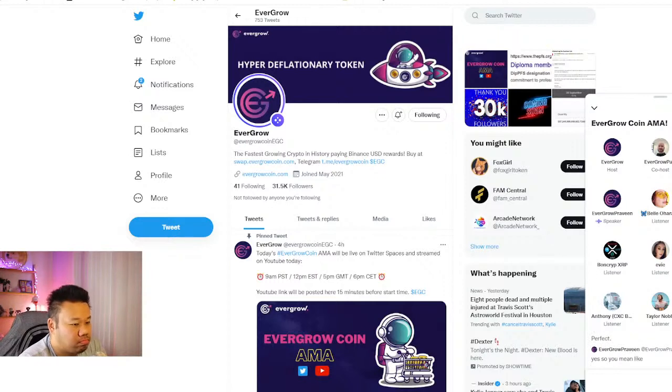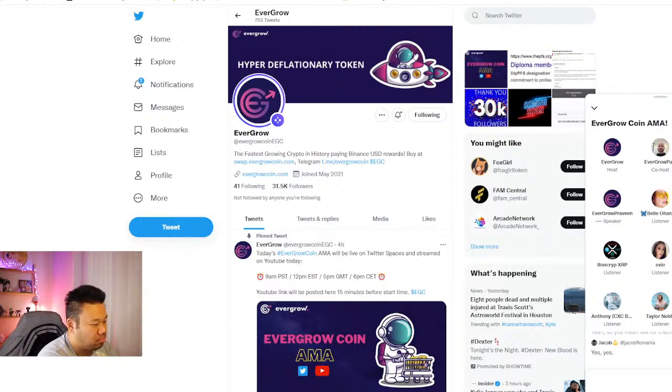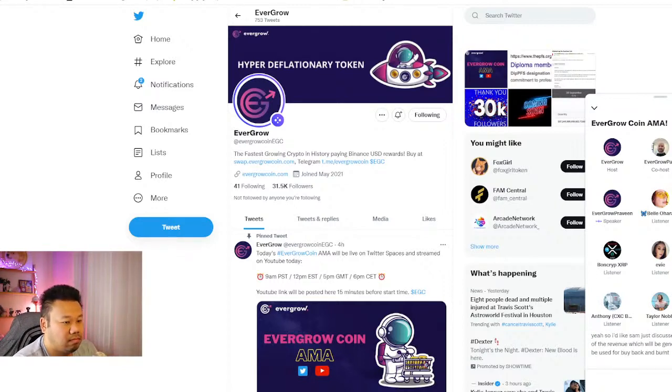Yeah, so you mean like for the creator.com, no? Yes. Yeah, so like Sam just discussed, most of the revenue which will be generated from it will be used for buyback and burn. That is in the tokenomics.